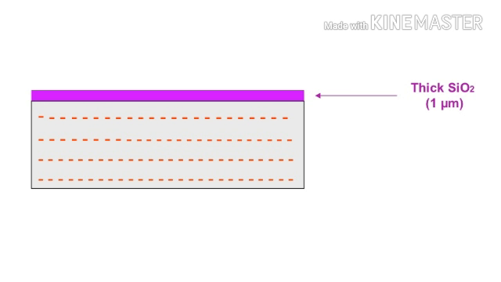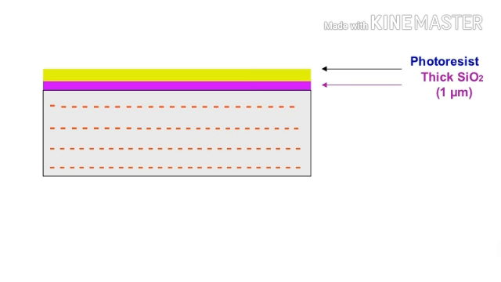Silicon dioxide is deposited over the Si surface. The thickness of SiO2 is 1 micrometer. In the fourth step, photoresist is deposited over SiO2. The SiO2 was deposited in the previous step, and over that the photoresist is deposited.